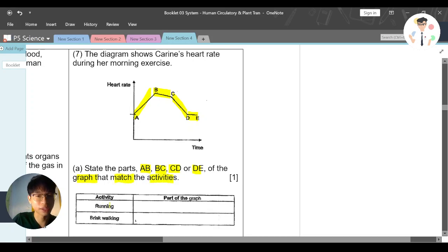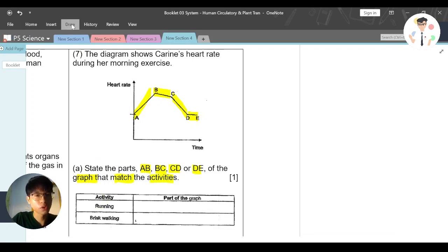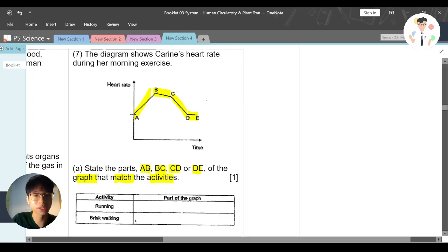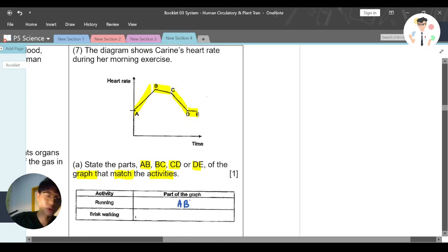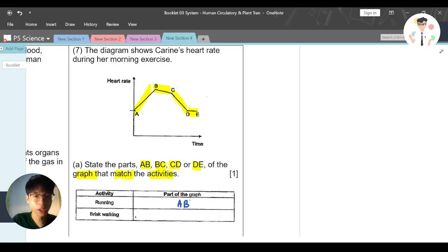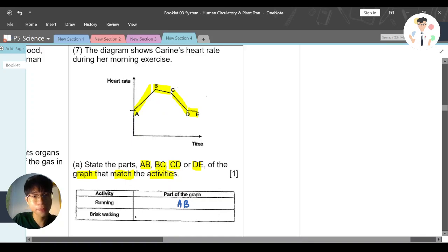So the first one is running. Running should give you an increase or decrease? I think it's kind of obvious that running should increase the heartbeat. So it's AB here. The next part, brisk walking. Brisk walking means that you're just walking at a bit faster pace. So that probably will be BC.